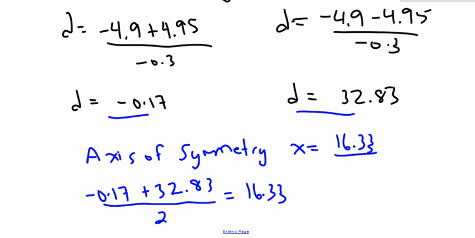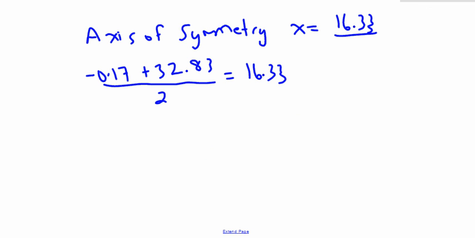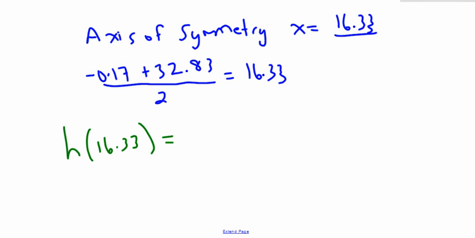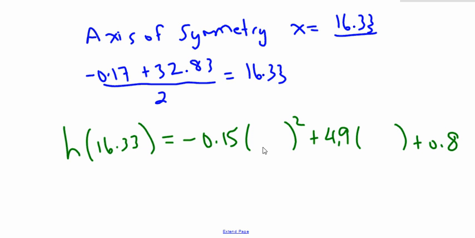Now that we know where the axis of symmetry is, we're going to find h at 16.33. And so the equation was negative 0.15d squared plus 4.9d plus 0.8, and d was 16.33. So if I calculate all that out, I get a value of 40.8 meters.